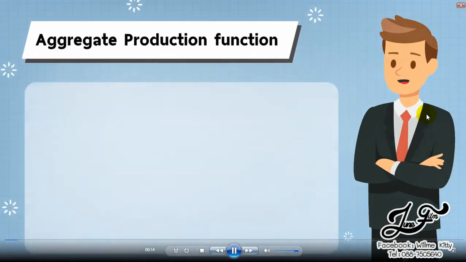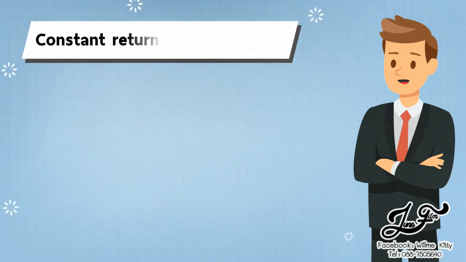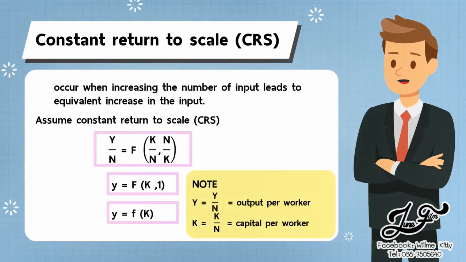The aggregate production function describes how output is produced, for the purpose of studying the behavior of the manufacturer. We will assume that there are two types of production factors, capital and labor. The production function used in the analysis is Y equals F(K, N), where K is capital and N is labor.